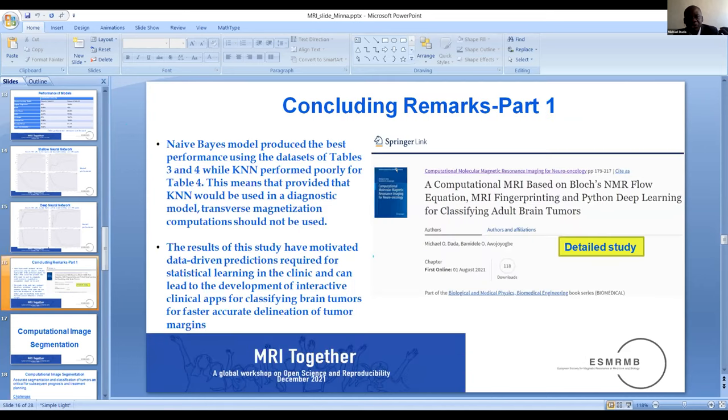All right, so in conclusion, we saw that KNN, that's K nearest neighbors, performed very poorly for our second data set, the data set consisting of the NMR signal. In order to perform our classification, we have to identify the model that performed best, and we can probably deploy it to get better results. We actually have a book if you would like more details on this particular work, and it's given on the right hand side here.